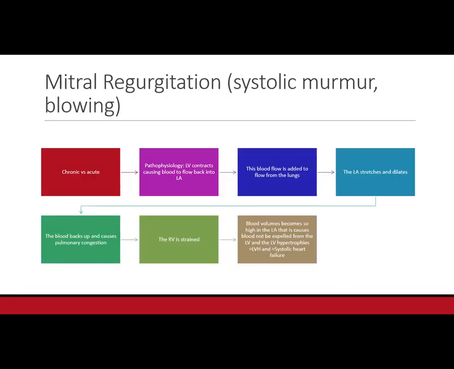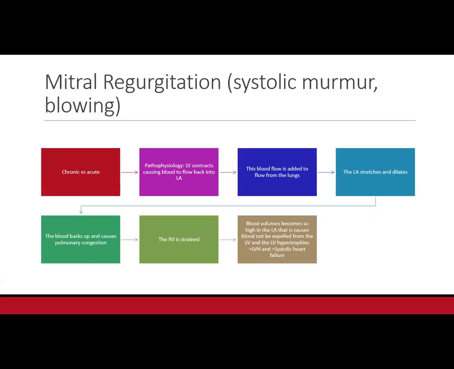So with mitral regurgitation, remember regurgitation is that backflow. They usually hear a systolic murmur, so that blowing sound. It can be chronic or acute. The pathophysiology is basically the left ventricle contracts, causing blood to flow back into the left atrium. So instead of it flowing out through the rest of the body, it's backing up into the left atrium. This blood is added to the flow from the lungs.